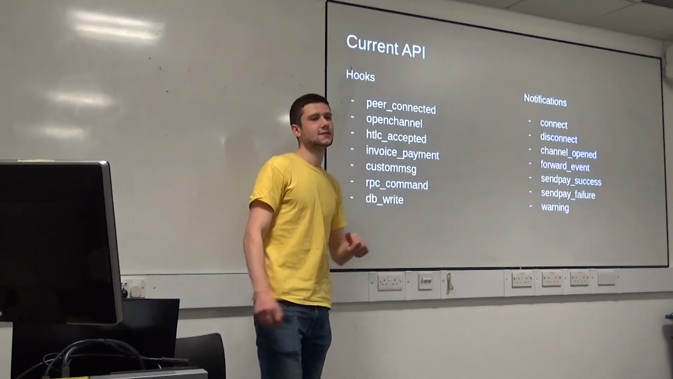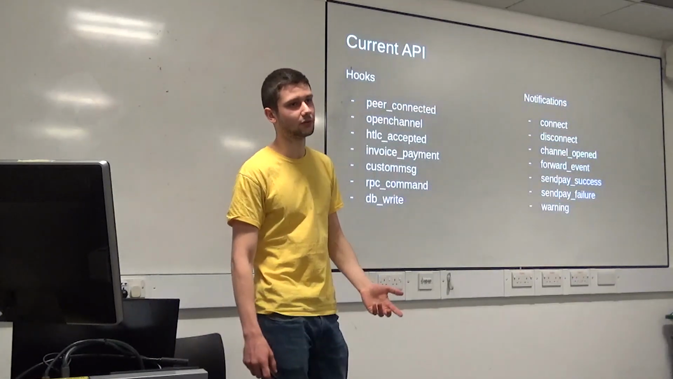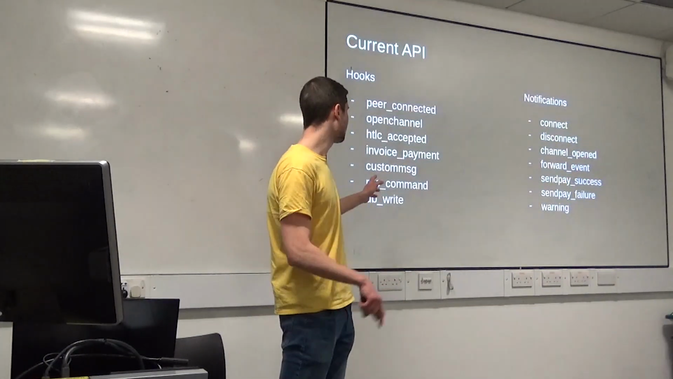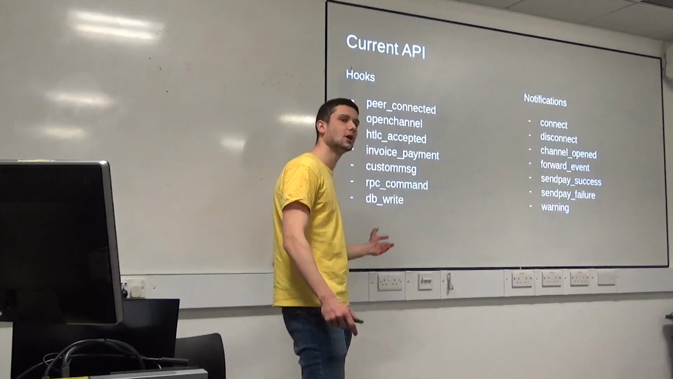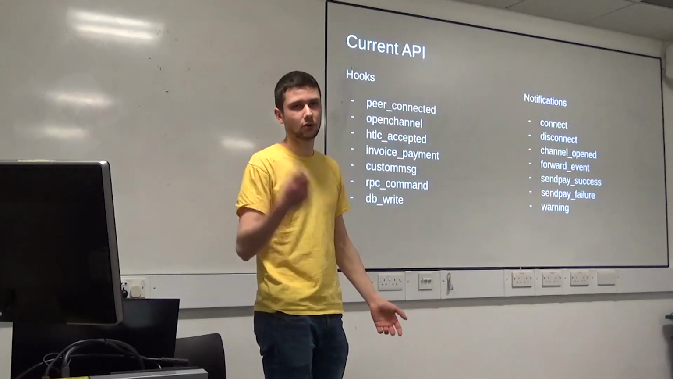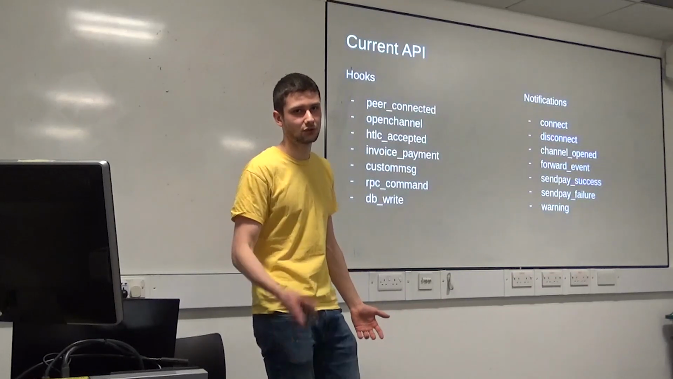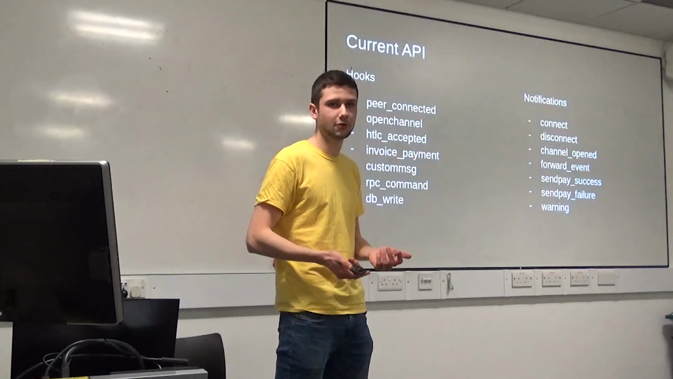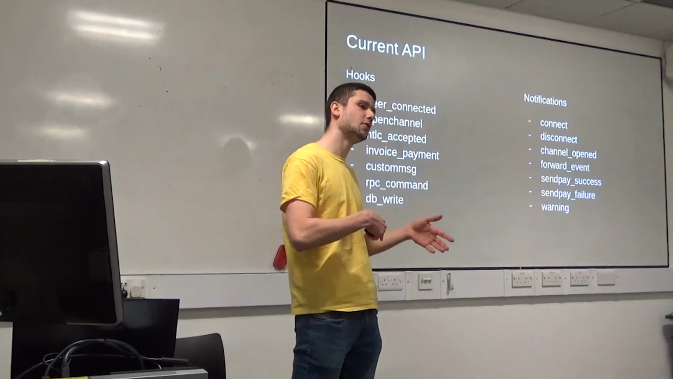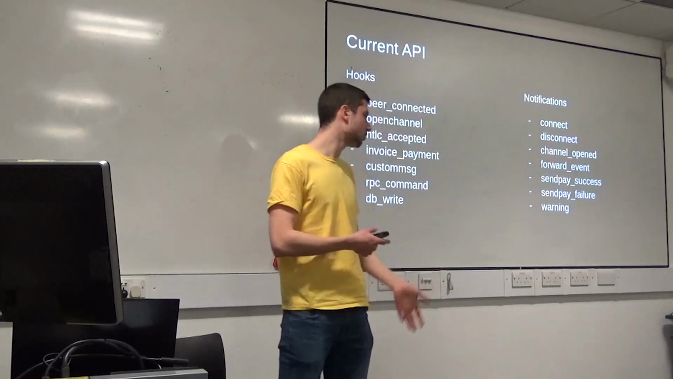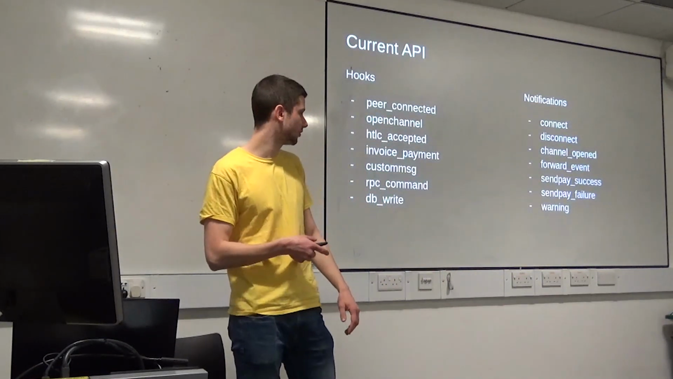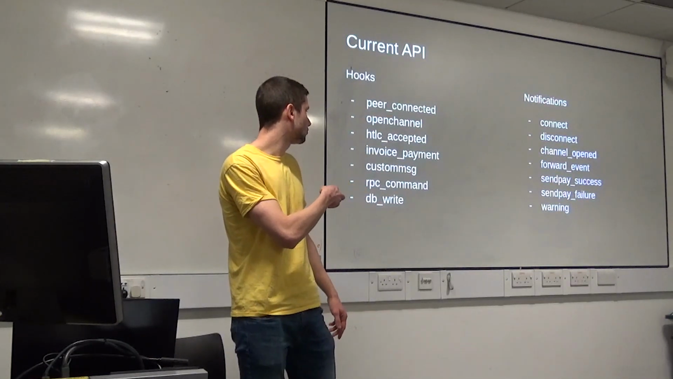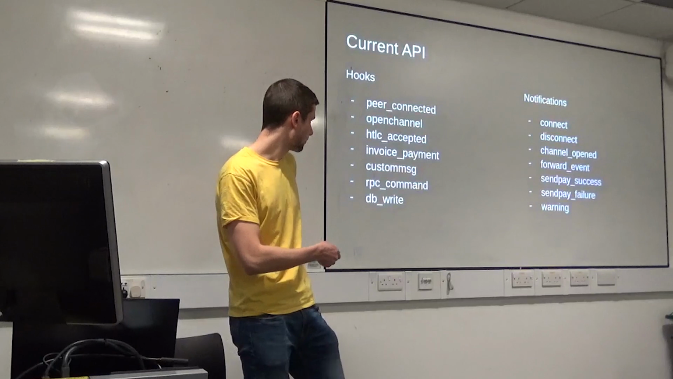Custom message: a protocol message just came in, but Lightning doesn't know how to handle this message. So if a plugin registers this hook, Lightning will send all the wire protocol messages it doesn't know to this plugin. If Lightning receives a wire protocol message and a plugin registers the custom message hook, it's likely that the plugin can handle the message. It allows doing protocol extensions with plugins.